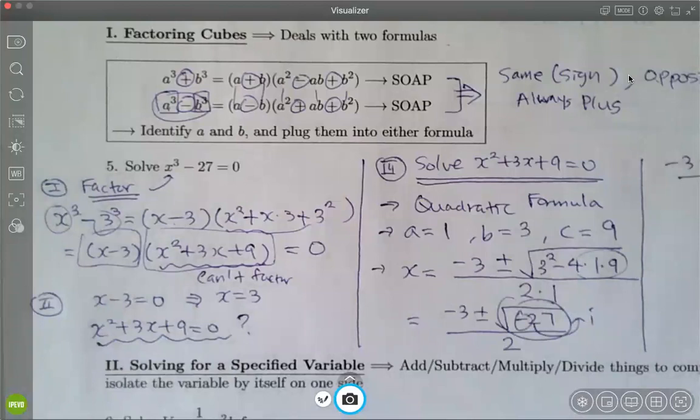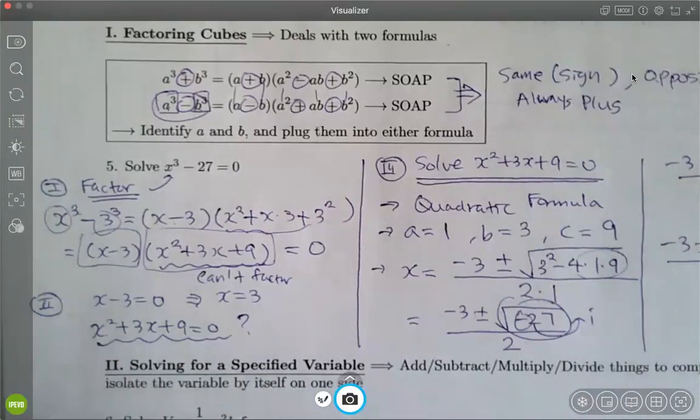And now, can you further simplify square root of 27? And the answer is yes, right? So how do you simplify? That's 9 and 3 and 3 and 3, right? So what do we pull out? The 3, right? We pull out 3 and that 3 is the leftover. So we have negative 3 plus minus 3 square root of 3i all over 2, right?